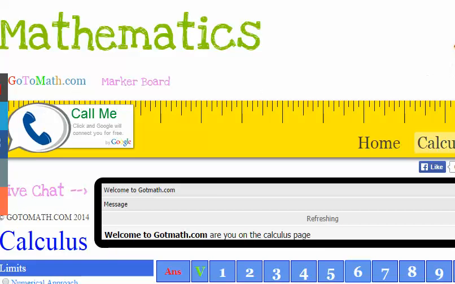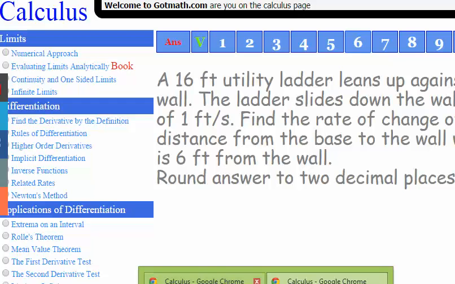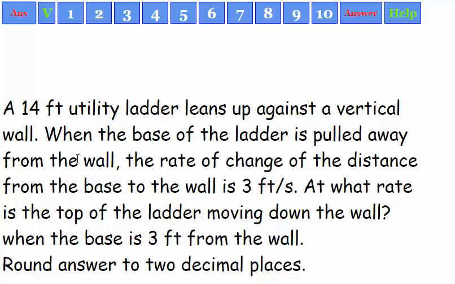We're at gotomath.com looking at some calculus problems. We're down here at related rates and we're in this section right here. And we're going to be looking at another one of these utility ladder problems. I don't believe it's exactly that one. Let's click over.